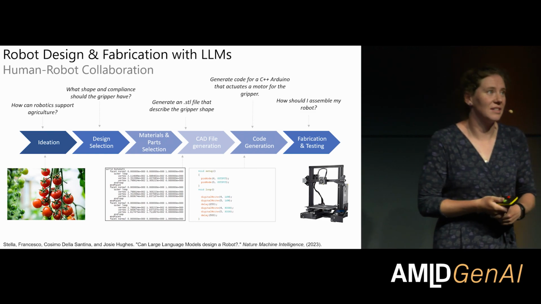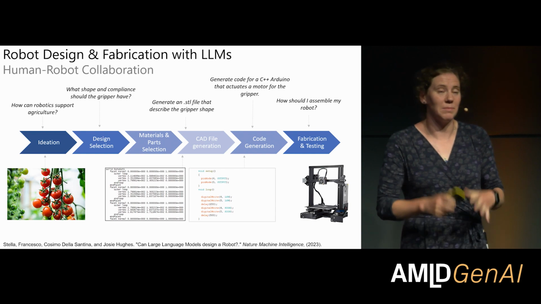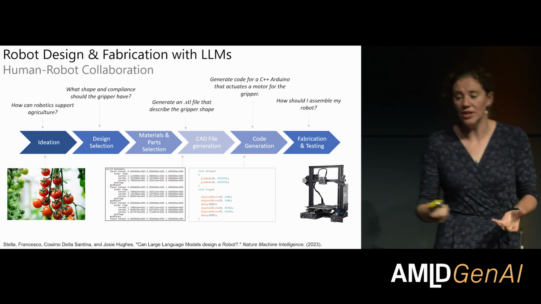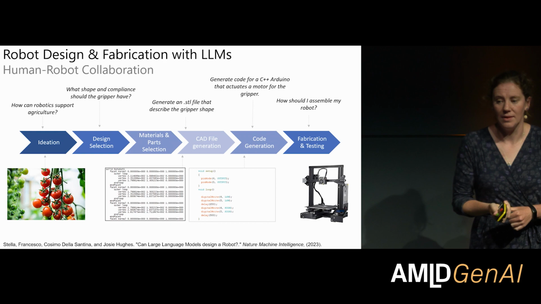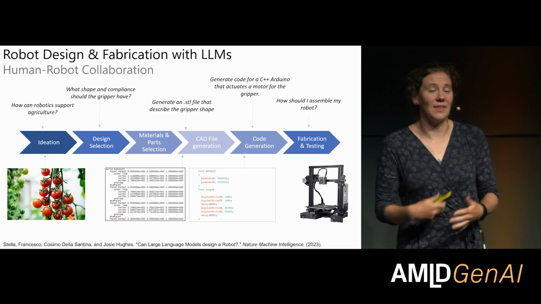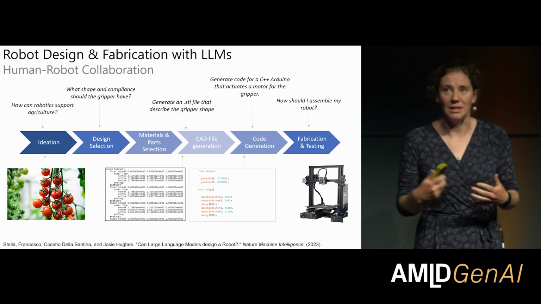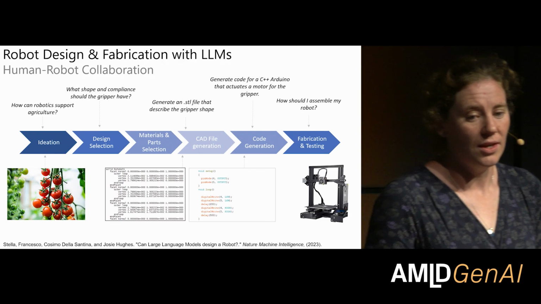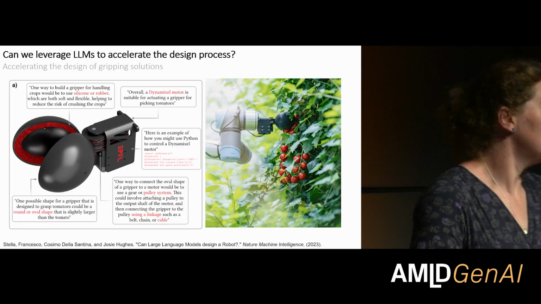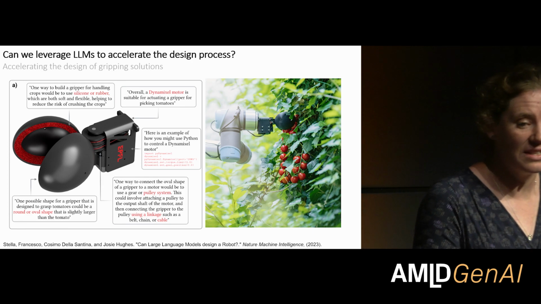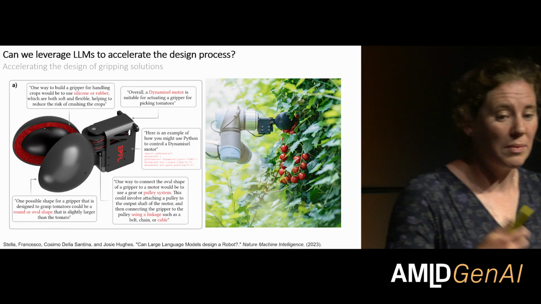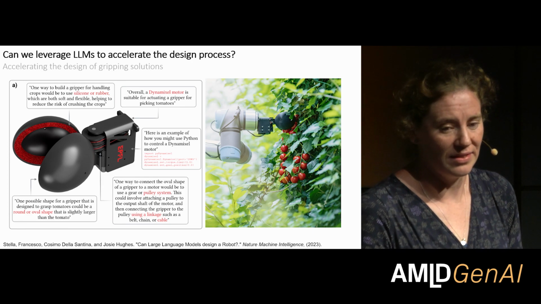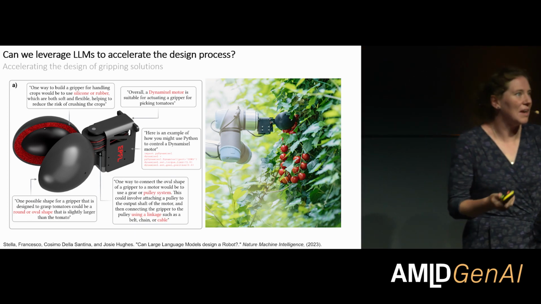So we can generate the STL, or files that describe the morphology, the structure, and also the code that can be used to accompany this. We can also even generate the instructions for how to assemble this robot in a meaningful way. So with this, we could then, through conversation, just using a native form GPT, design our robot gripper for harvesting tomatoes. And this was relatively successful.